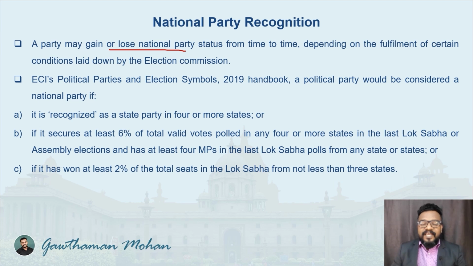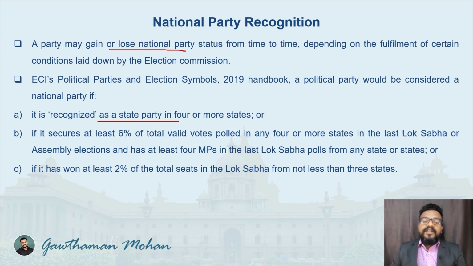Now we need to understand what those conditions are. As per the Election Commission of India's Political Parties and Election Symbols 2019 handbook, a political party would be considered a national party if it is recognized as a state party in 4 or more states. Very important. So we have around 28 states, and from those 28 states, if a particular party is recognized as a state party in 4 or more states, then it can be considered as a national party.